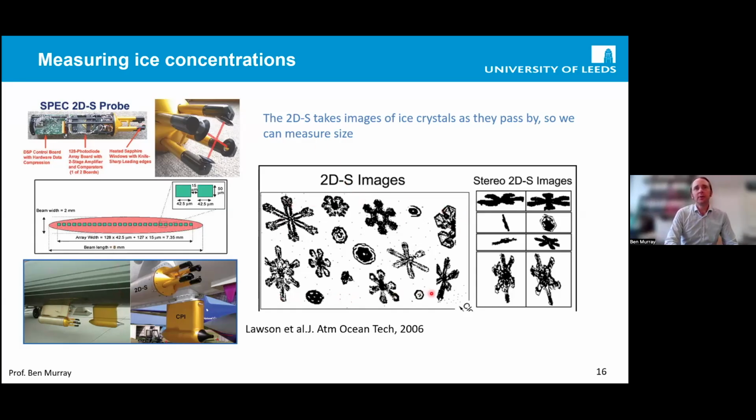These are some beautiful six-fold symmetry ice crystals, and they're in stereo, so that gives you a little bit more information. But the key thing here is that we can distinguish the ice crystals from cloud droplets on the basis of size, primarily, as well as shape. And therefore, we can count the number of ice crystals. So this gives us a count of the ice crystal concentration.